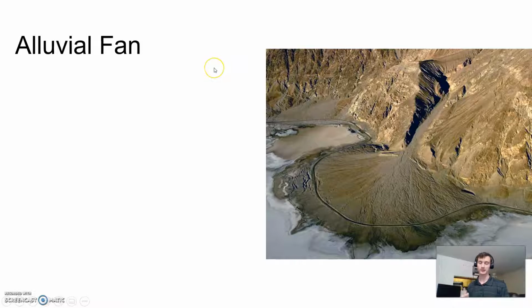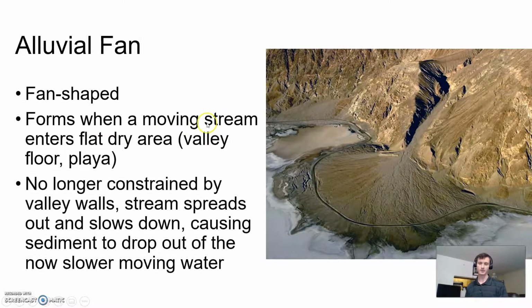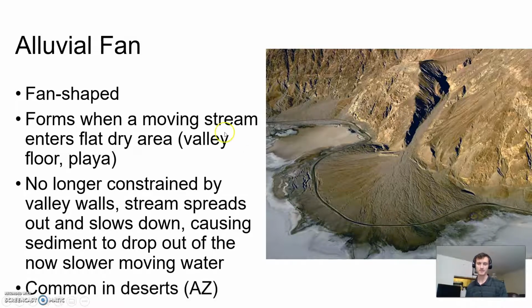We should know that the next two numbers in the access code are 1, 9. So this one is also fan-shaped, but keep in mind, as in the photo here, I think this is Death Valley, no water involved. This is a moving stream entering a flat, dry area on land. As soon as it gets here, it spreads out in every direction and slows down. Sediment drops out of the water and collects, forms this.